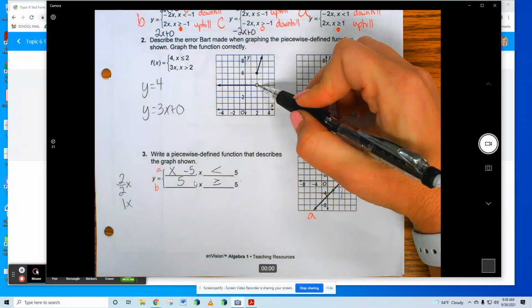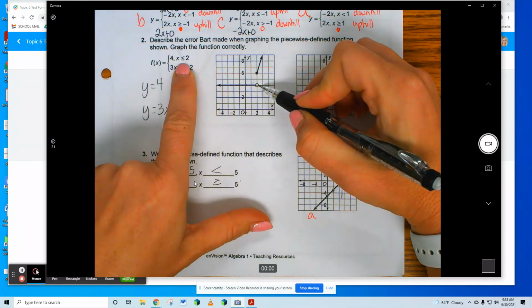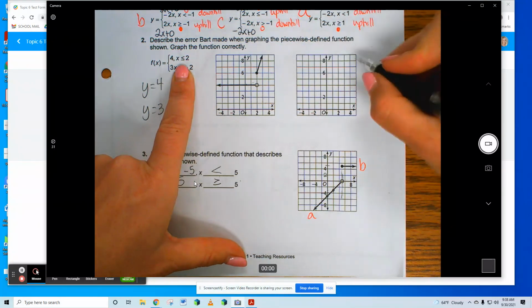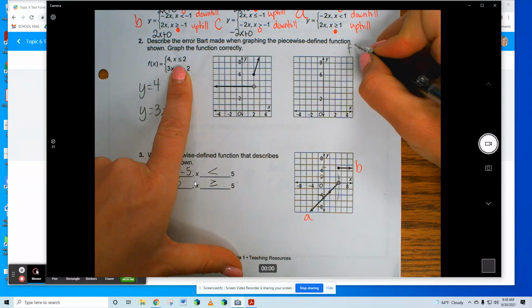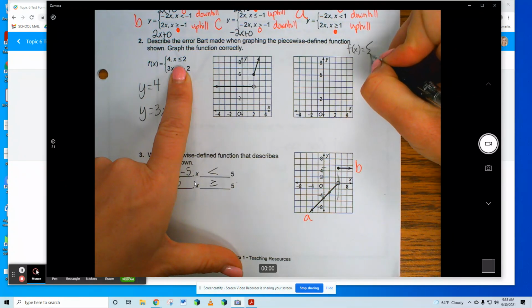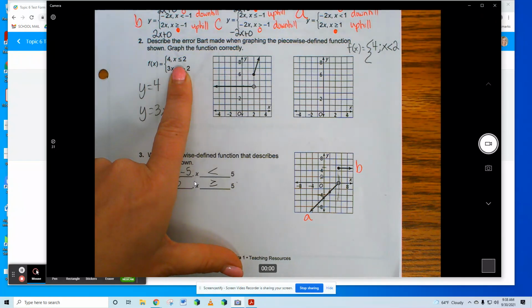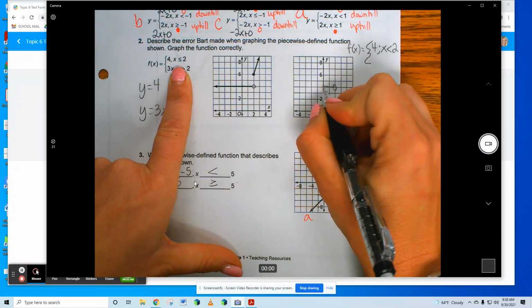Is this open circle a less than or equal to? X is less than or equal to. Is an open circle less than or equal to? No, it's just supposed to be less than. There's the mistake. So it should say f of x equals 4. X is less than 2. And I'm going to draw that. Open circle. So you're just changing it.